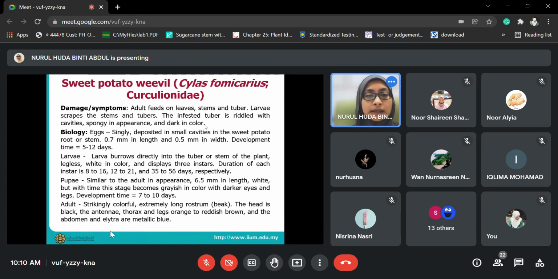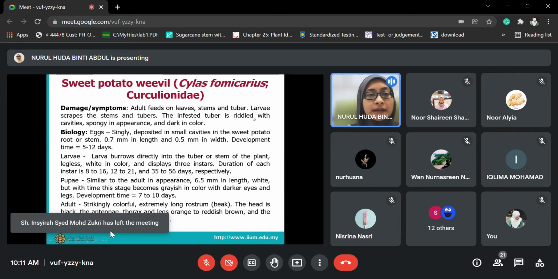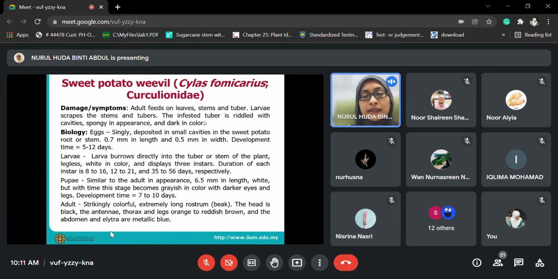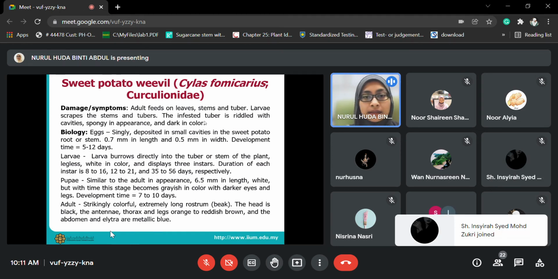And then inside the tuber itself, you can see the tunnel. Okay, kalaulah kira dia punya infestation tu is not yet severe, so there is a tunnel inside the tuber. Okay, and then the larvae also sometimes scrape the stem. So rather than only on tuber, there is also the possibility that the adult may lay eggs on the stem, but the main host ataupun the main habitat is actually inside the tuber.